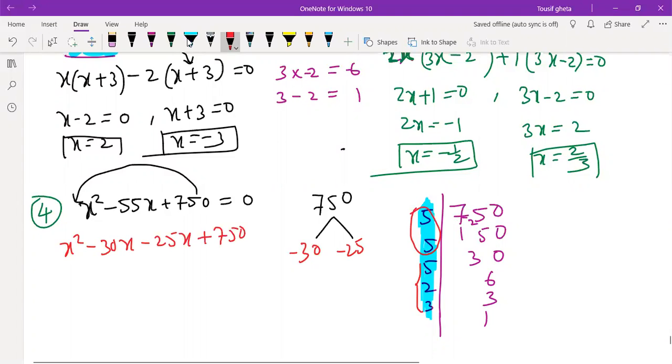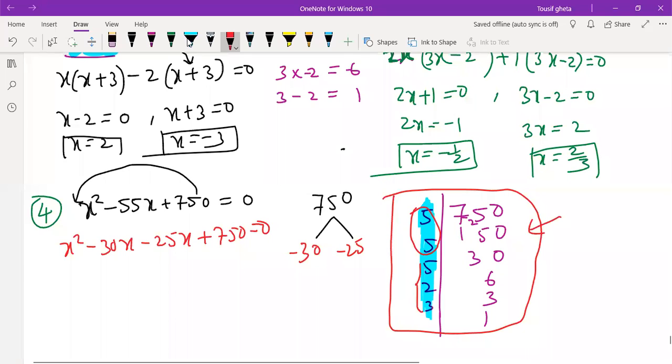This will help you. This is going to help you, remember. Sir, how to find this number and this number? This you have to try. At least this much you can try.